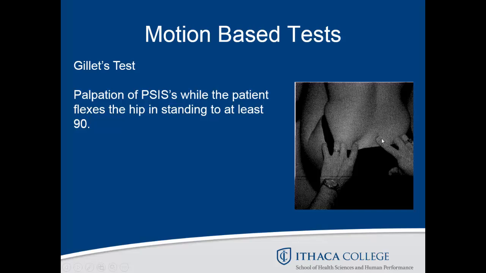So in the picture, the person's right index finger is on S2, and then the index finger of the left hand, and we'd recommend you use thumb under PSIS, is palpating the PSIS. From a standing position, you then ask your patient to flex, and if you can see in the picture, they have their hip pretty well flexed up to their chest.